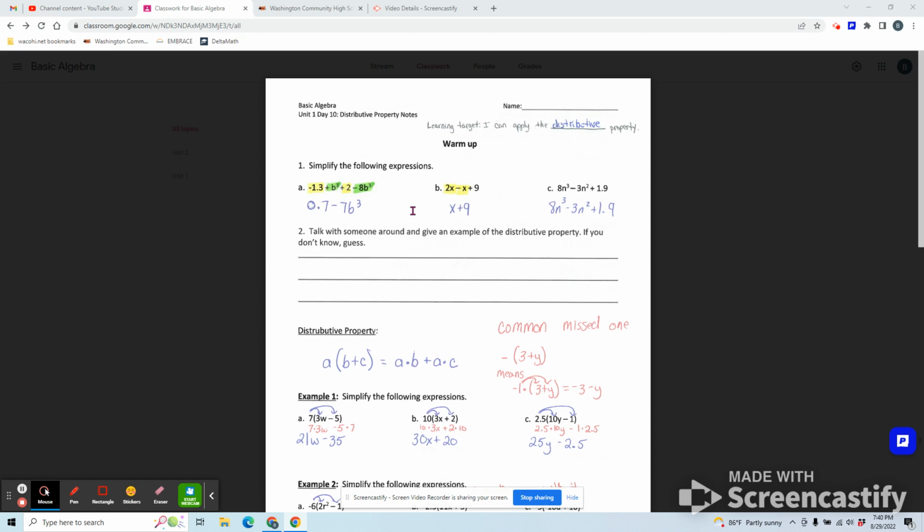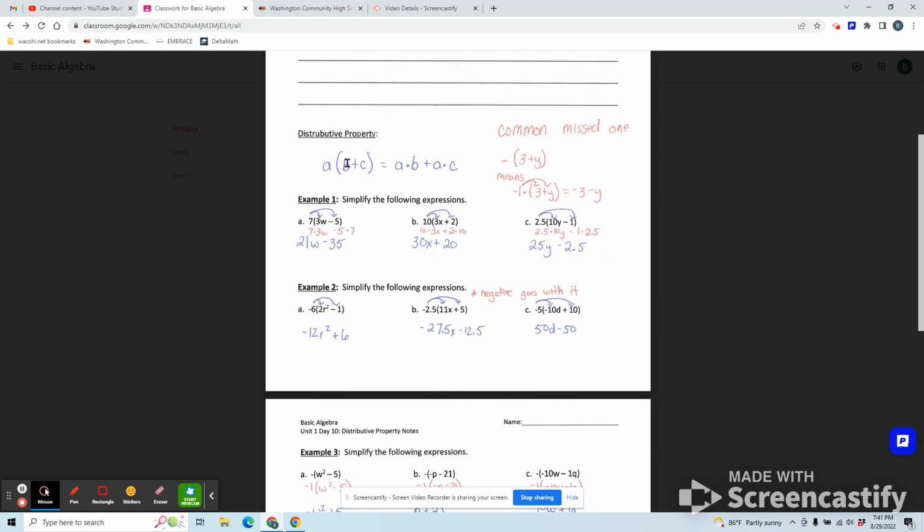When you collect like terms, it has to be the same letter and the same power. So in letter B, same letter X, the same power, to the first power. So I just do 2 minus 1. That's how I got the X. In letter C, these n's are the same letter, but they are different powers, so we cannot combine them.